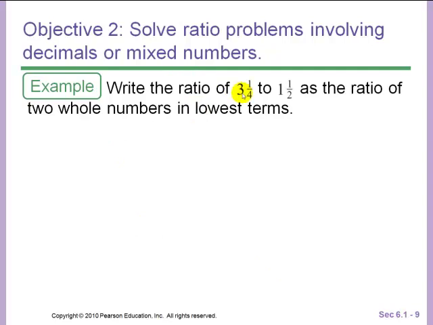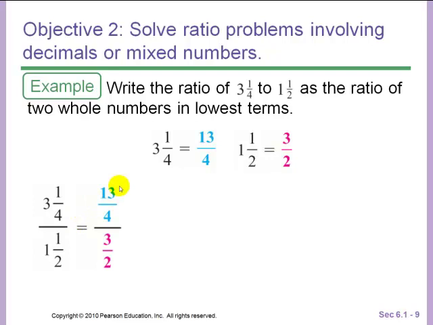Write the ratio of 3 1/4 to 1 1/2 as the ratio of two whole numbers in lowest terms. So here we are going to have to convert our mixed numbers into improper fractions. So 3 1/4 is 13/4 and 1 1/2 is 3/2. So a ratio of 3 1/4 to 1 1/2, written as improper fractions, would be 13/4 over 3/2.